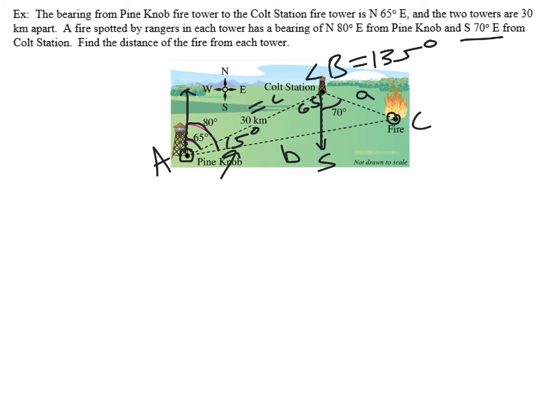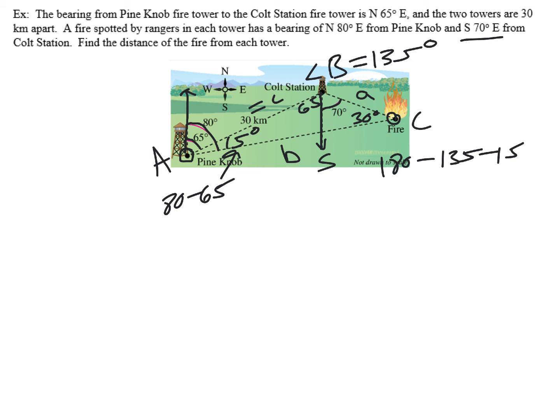Down in the corner right here, I could do 80 minus 65 to get 15. And then over here, 180 minus 135 minus 15. My last one in the corner is 30. Okay, I've got all the angles and I've got one side, right? All the angles and one side.